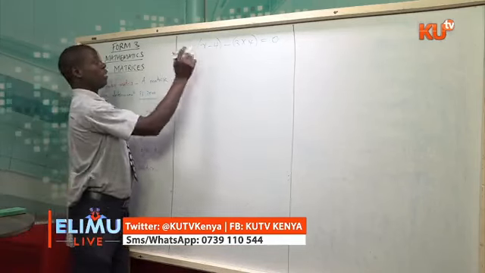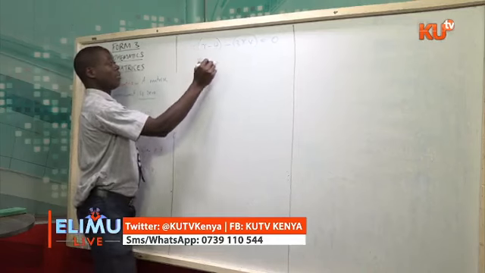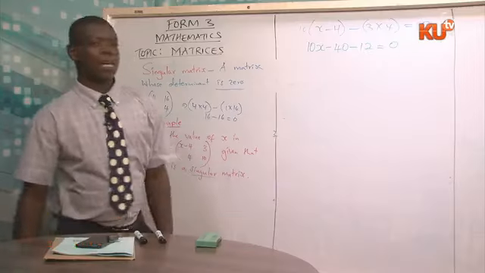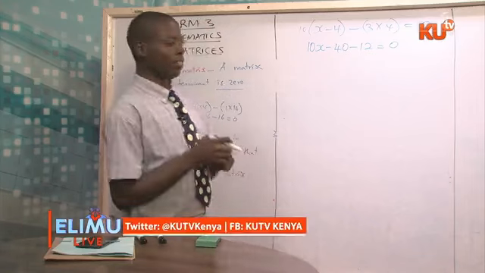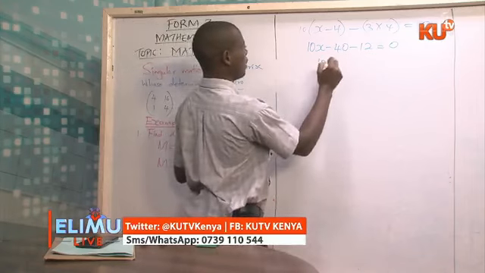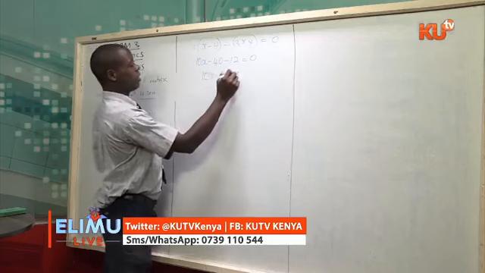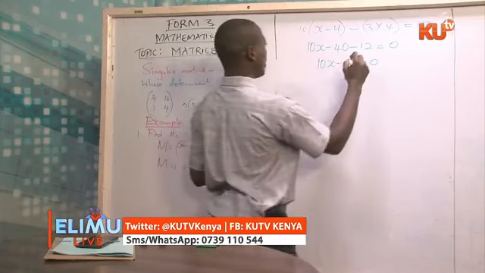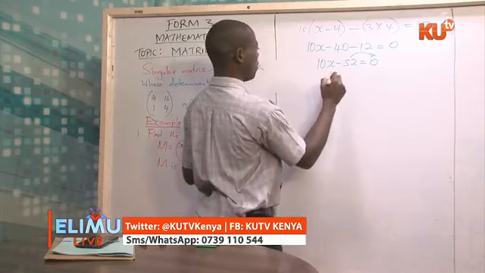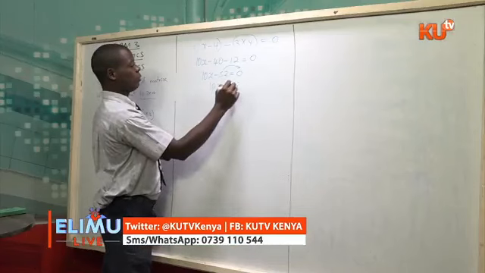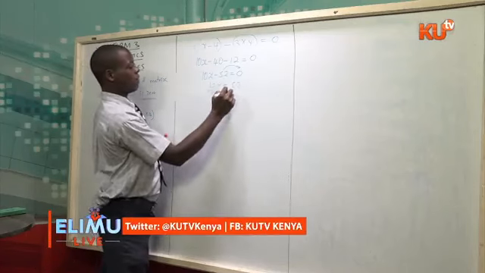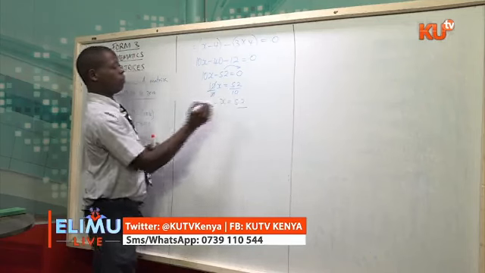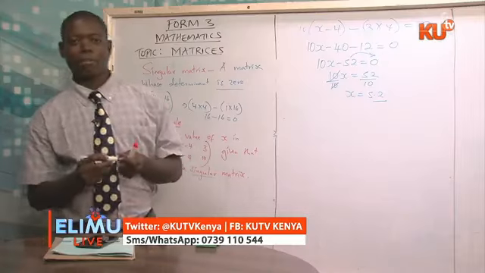By expansion, this will be 10x less 40 less 12 is 0. Minus 40 minus 12 is minus 52. Therefore, this is 10x minus 52 is 0. We collect like terms by taking negative 52 to the right side, and it turns positive. So 10x equal to 52. Then we divide by 10 on both sides. This cancels out, and x is equal to 5.2. That is the value of x in that matrix.